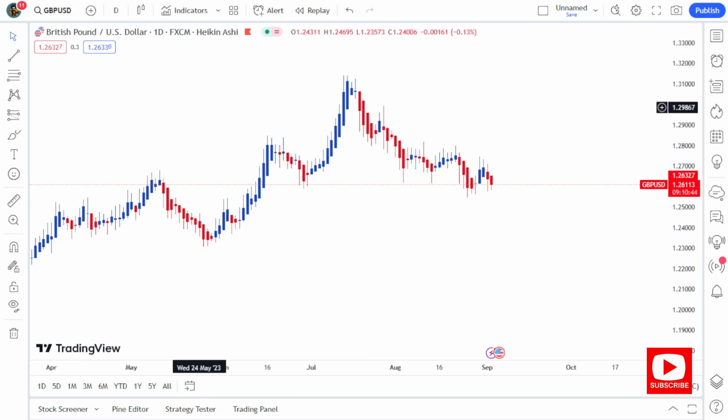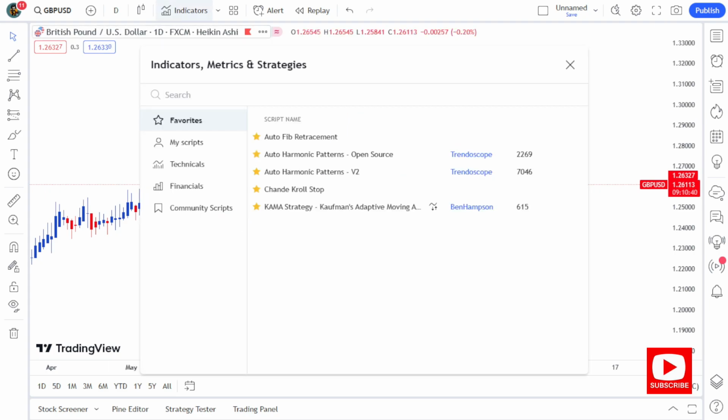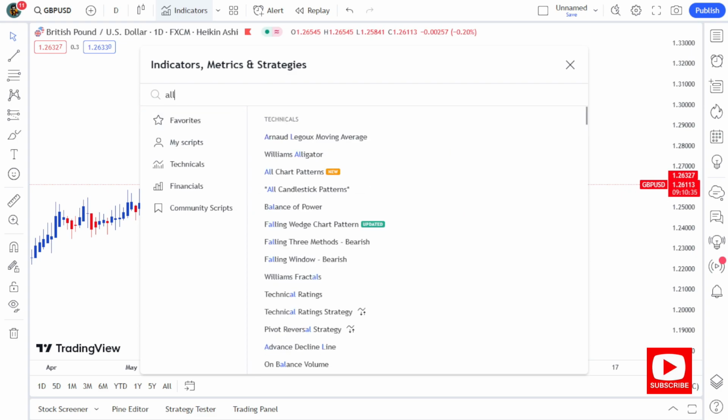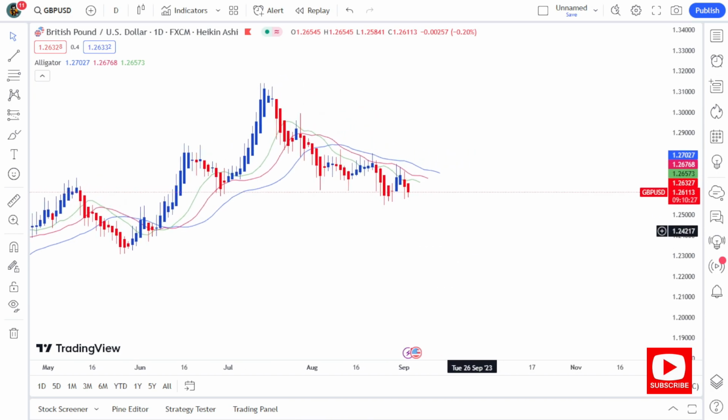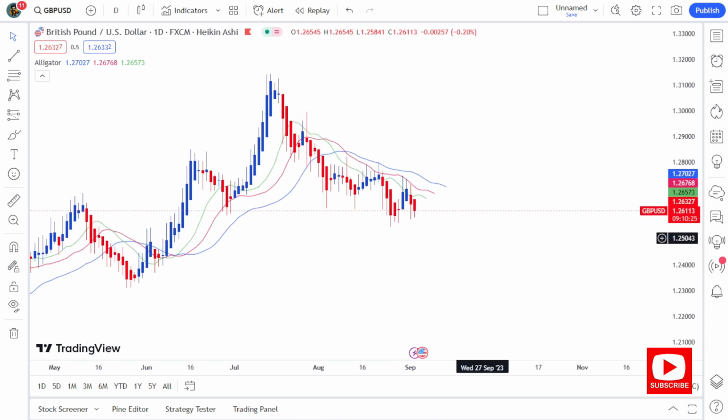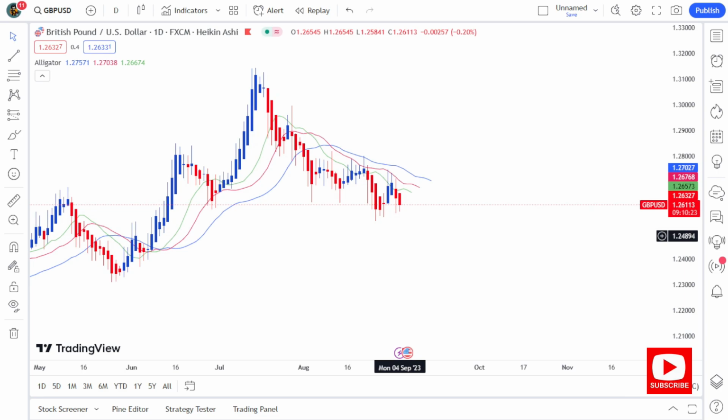Now the second indicator we are going to use is the Alligator Indicator. Simply go to your indicators tab and search for Alligator. This is the Williams Alligator. We click on it and it's going to appear on our chart. Now this Alligator Indicator consists of lips, jaw, and teeth.